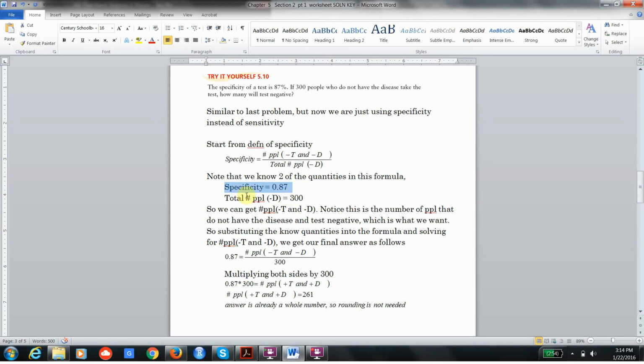So I know the specificity, I know the total number of people who don't have the disease. Substituting them into the equation, I get the following. And I can easily solve for what I want, which is the numerator, by multiplying both sides by 300. And what I do, I get a nice round number of 261. And that's my final answer.